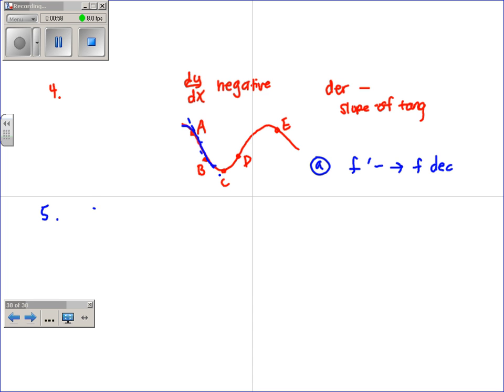Number 5 says, where is d squared y dx squared, which means the second derivative, the double derivative, positive? That means the function is concave up. So concave up would be, here would be the point of inflection where you change from concave down to concave up. So concave up is anywhere along this smiley face portion. So it's B, C, and D, which is D.